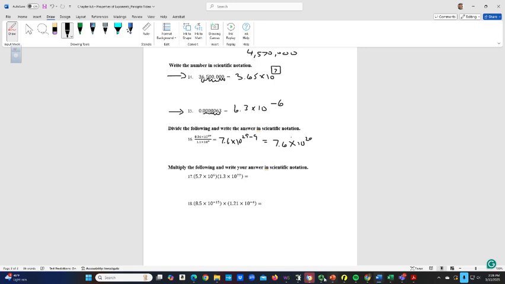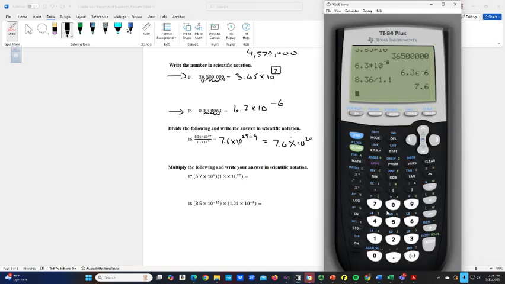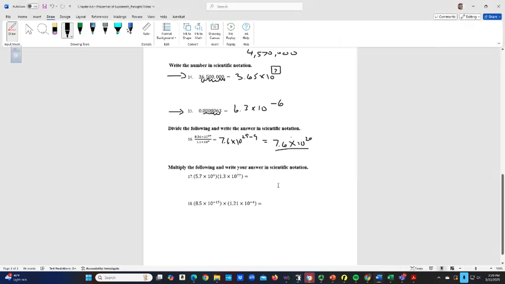Again, if I wanted to check that, it's going to put it in scientific notation, but I would say 8.36 times 10 to the 29th, close my parentheses, divide that by 1.1 times 10 to the 9th, and I get a solution of 7.6 times 10 to the 20th, which is what we found.